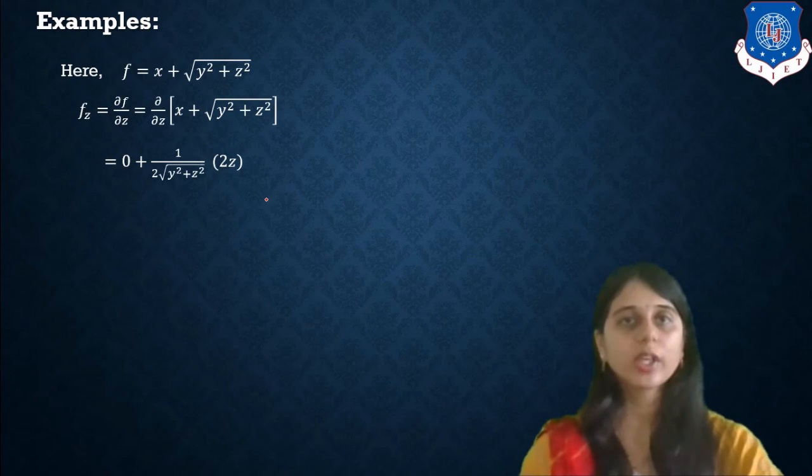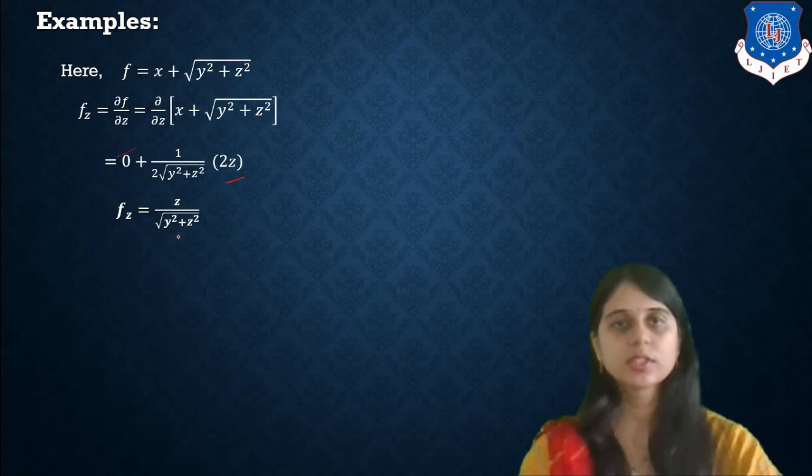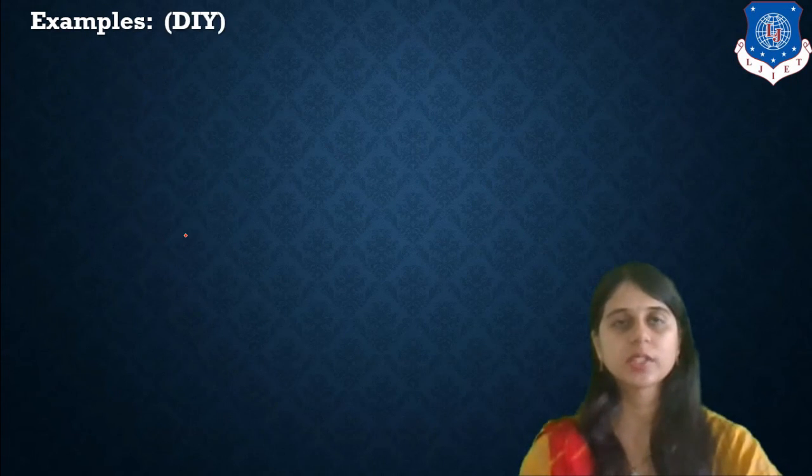Now, f equals x plus under root y square plus z square, we differentiate with respect to z. X is 0, 1 upon 2 under root y square plus z square and 2z as per the chain rule. So the answer is z upon under root y square plus z square.